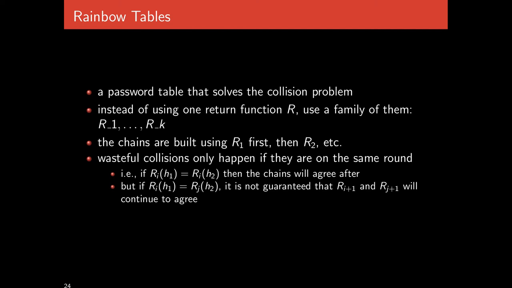So the solution to this problem is known as rainbow tables. A rainbow table solves the collision problem in building these hash chains. So instead of having one return function R, there's a family of them: R1 through RK.